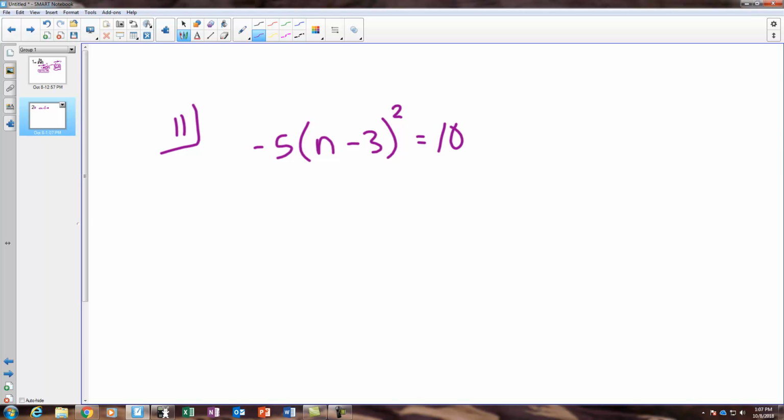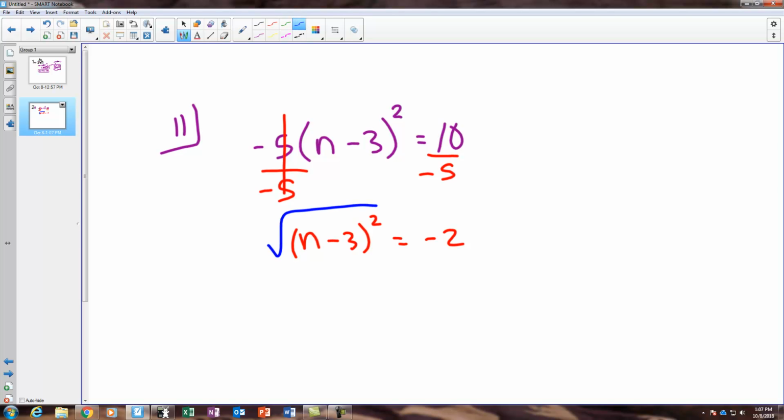Okay, and our job is to solve for n, so we're going to peel layers away. We'll start by doing things like dividing by -5, because that's really simple and easy to evaluate. We get (n - 3)^2 = -2. Next, I can't get into the parentheses until I remove the square, so I'm going to take the square root, and that of course requires me to put a plus or minus. I now have n - 3 = ±√-2.